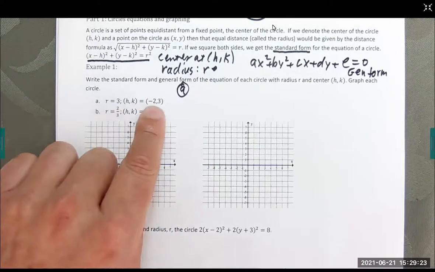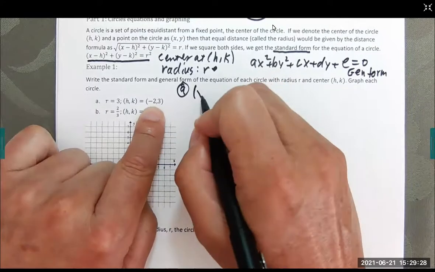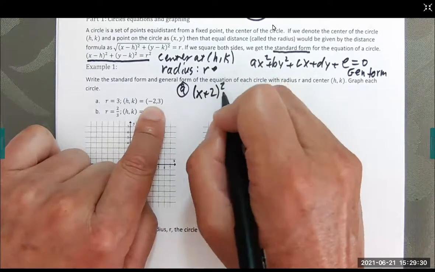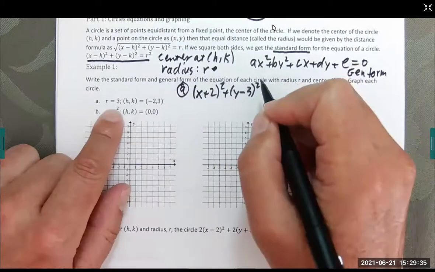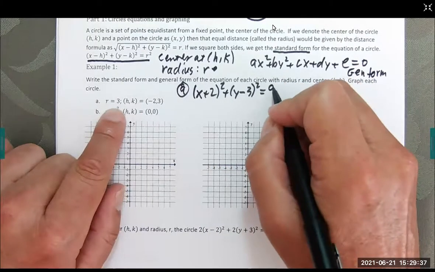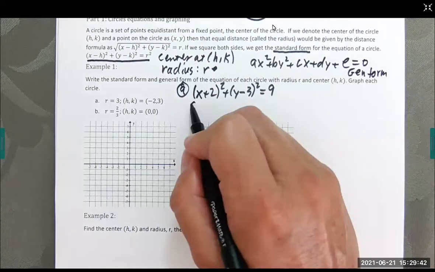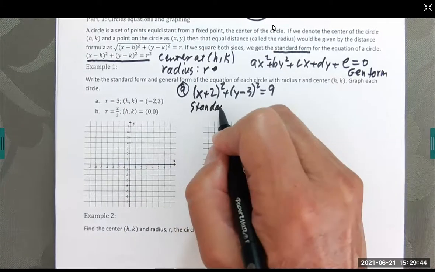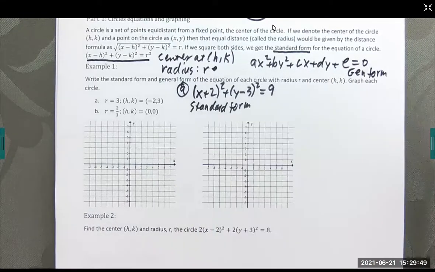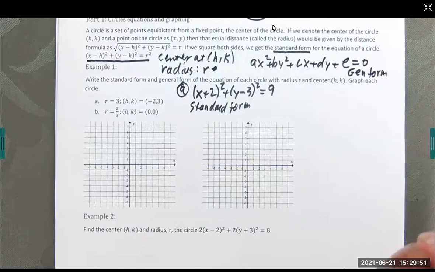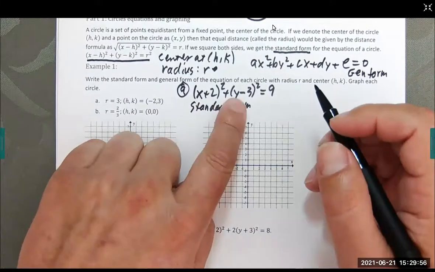Now remember, we're going to take the opposite signs of these when we build our equation. So this is going to be x plus 2 squared plus y minus 3 squared equals r squared, which 3 squared is 9. So here's our standard form. And what we could do to get the general form is FOIL that out, and bring that 9 over. So let's see what we get.